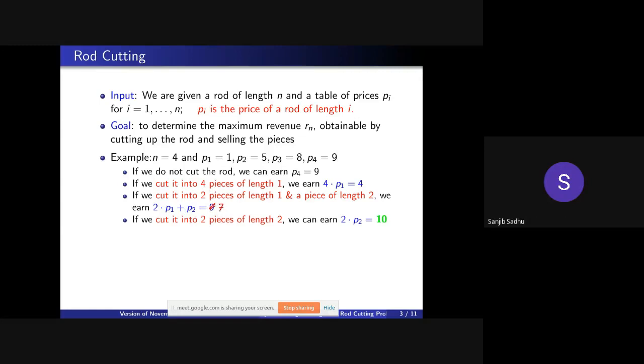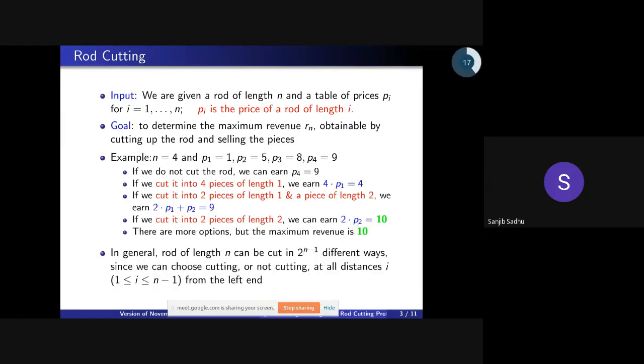And if you cut into 2 pieces of length 2, then it will be 2 into 5, 10. So in this way you can cut in some other ways also. Say you can cut a piece of length 3 and 1. That means 8 plus 1, 9 in that case. There are more options, but the maximum revenue that you can earn is 10 for this instance of the problem. Now the question is that here n is 4, but n may be very large.